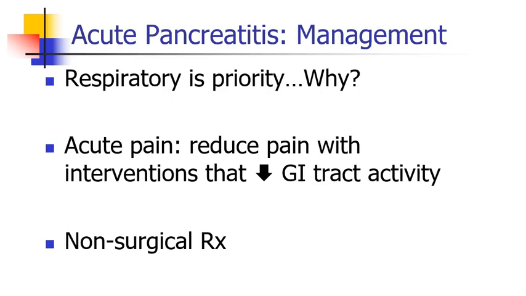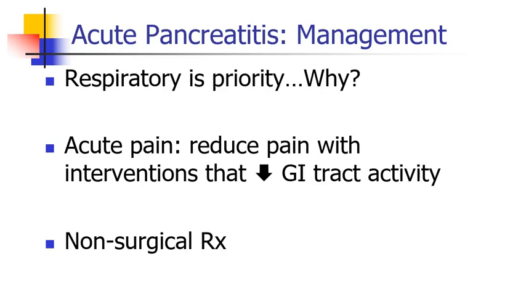So we need to decrease GI tract activity. So they're going to be NPO. They may have an NG tube. They need a lot of pain medication because this is extremely painful. They tend to lie in the fetal position or kind of sitting upright, leaning forward over their bedside table. That helps to reduce some of their pain.